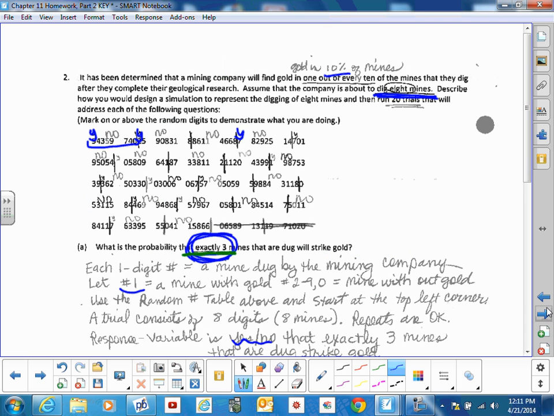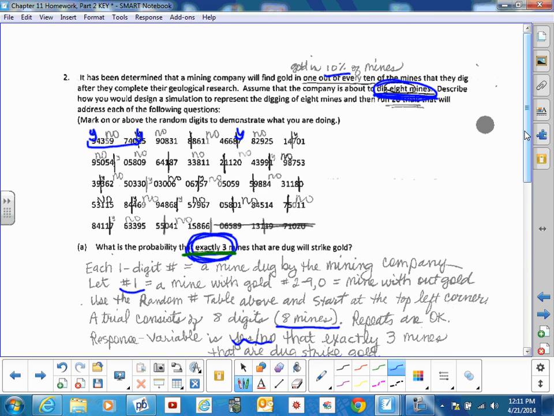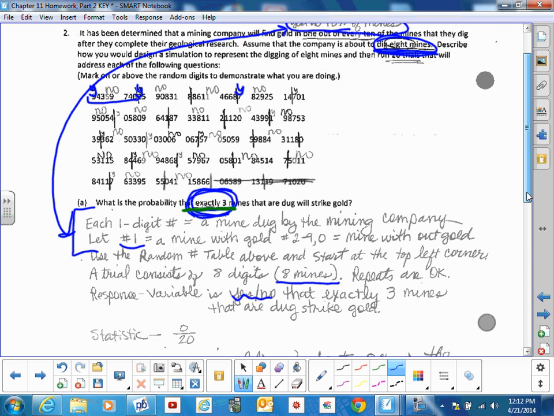This problem, however, was not a go until. This problem was a dig 8 mines. So set of 8, set of 8, set of 8. Your trial was based on looking at 8 mines, and the repeats are okay because it was just keeping the same probability. The numbers that you set are based off the probability that they tell you. So the 10% mines is what set each one-digit number.